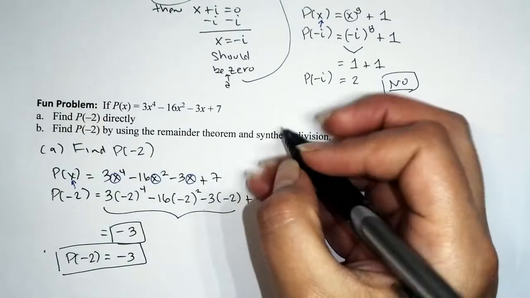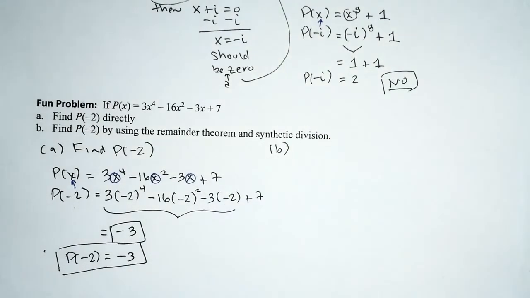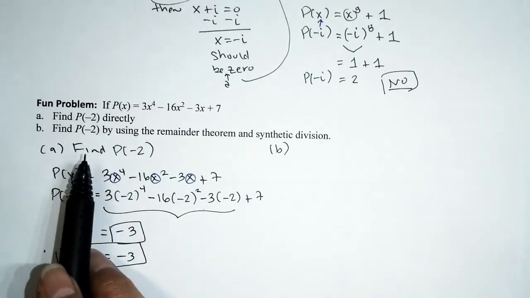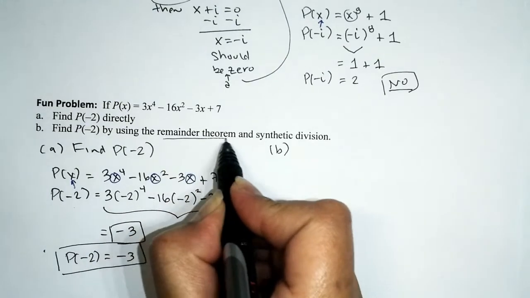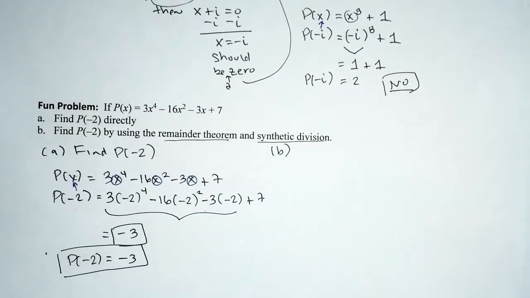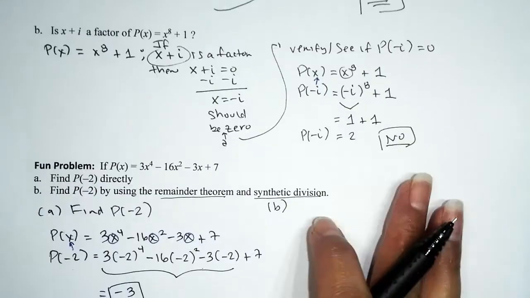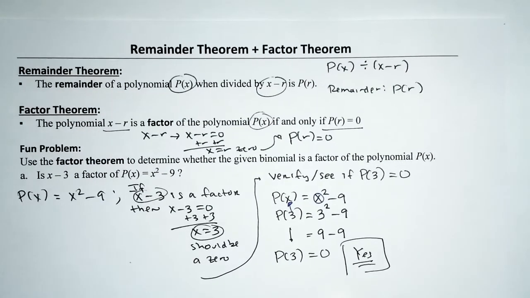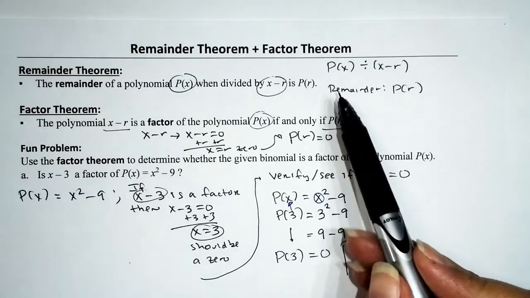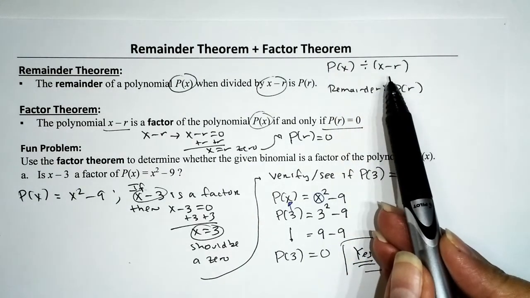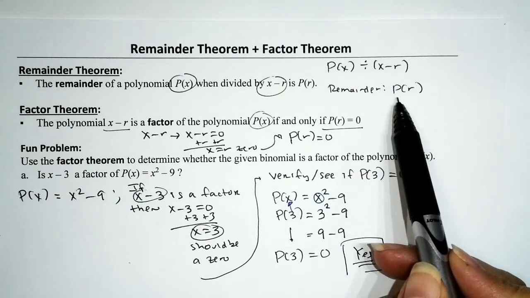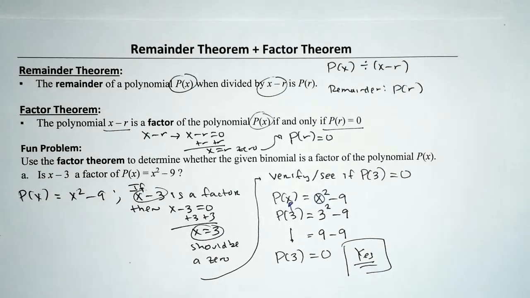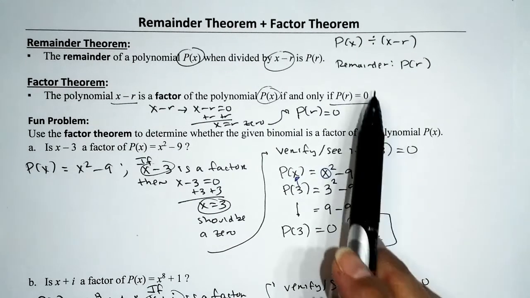Now, for some weird reason, we are asked to do this problem again, but we are not given the liberty to find it however we want. We have to find p of negative 2 by using the remainder theorem and synthetic division. Okay, remainder theorem. Who knows what that is? Okay, so let me go ahead and try to project this. We'll see how this goes. So the remainder theorem says this. If I have a polynomial and divide it by x minus r, then the remainder is given by p of r. Okay, so I guess we have to do some division.